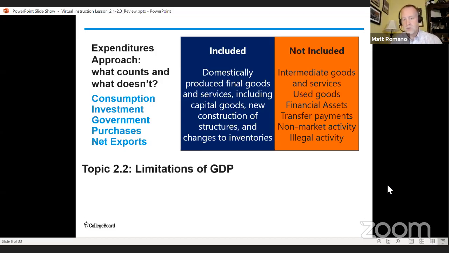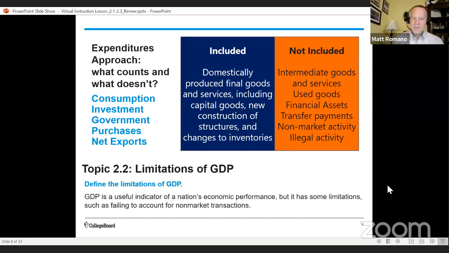It's fascinating to see what kind of research economists do in this category, how they would estimate the price of non-market activity or even illegal activity. But without a receipt, this is not going to be measured in, and this is taken as a limitation of GDP as a measure of economic performance for an economy.